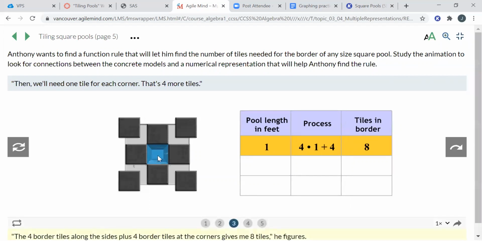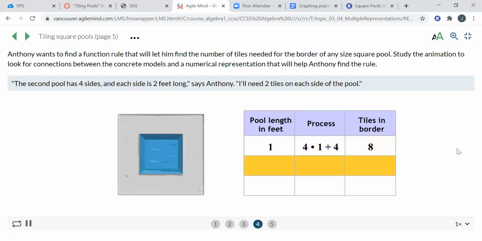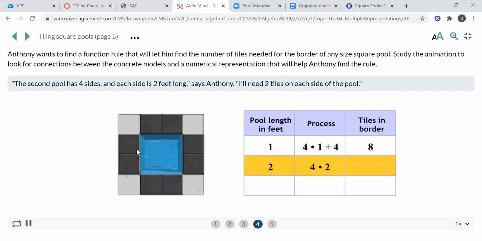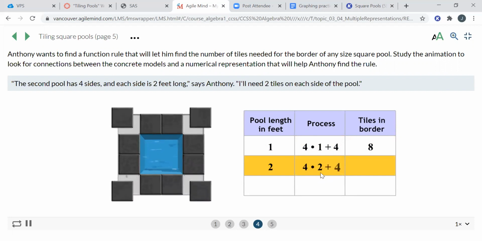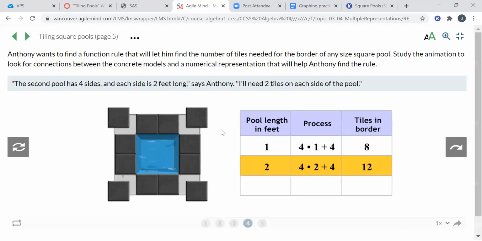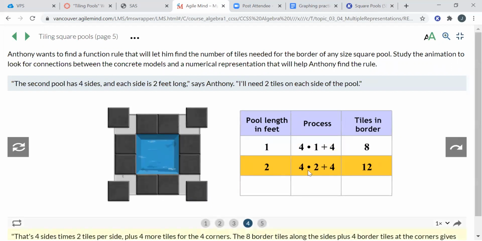Now notice, when we make the pool bigger, some things will change and some things will not. When I make the pool 2 by 2, there are still 4 sides, but each of those sides is 2 feet long. And there's still 4 corners. And the corners are still exactly the same. They have not changed. That's why they don't get multiplied over here. They're just a little add-on at the end.